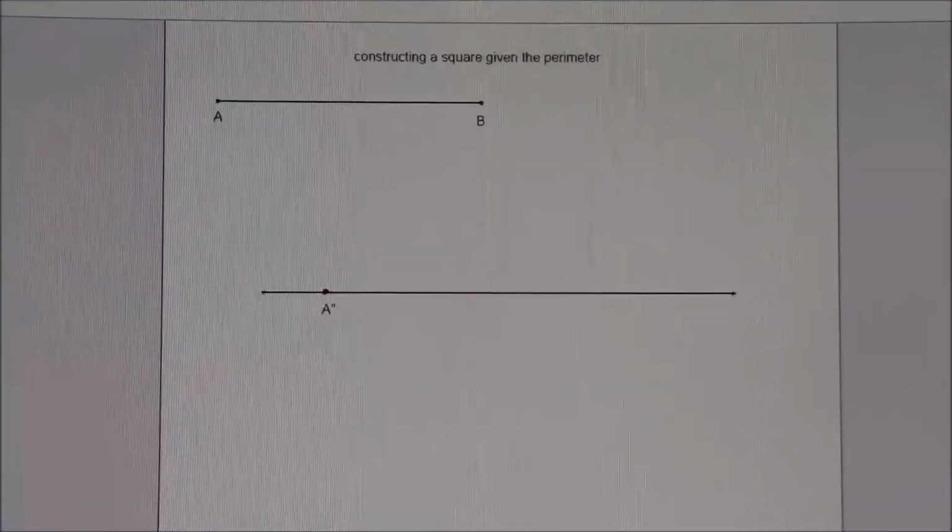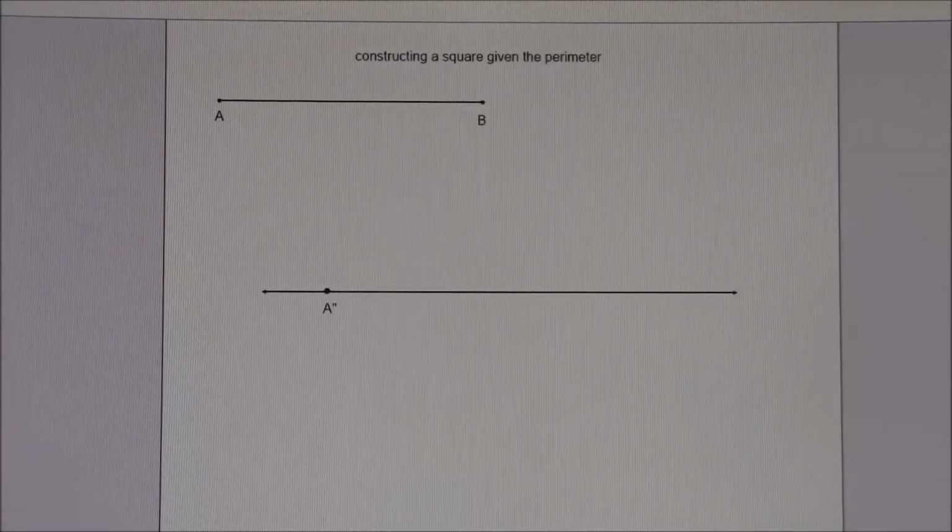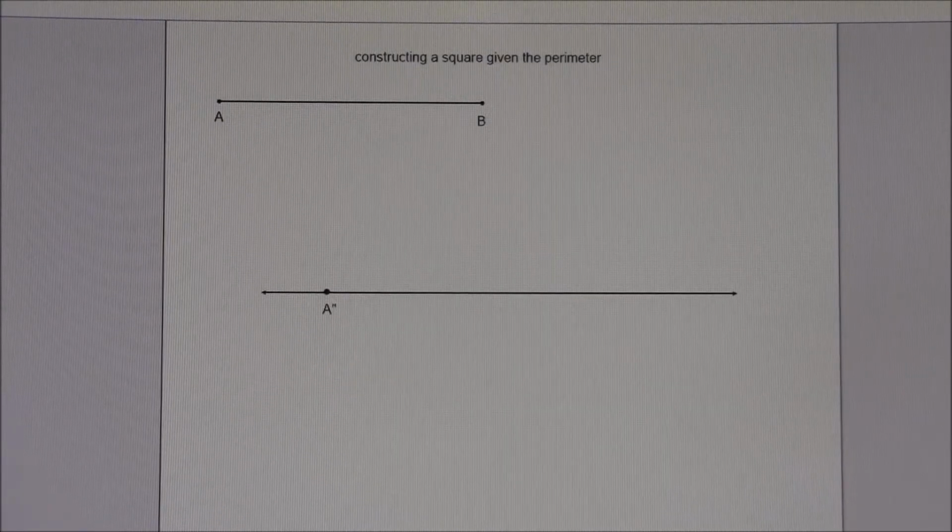Alright guys, more constructions for you. This time we are constructing a square given the perimeter of the square, which means that the distance from A to B is the distance that is all around the square.